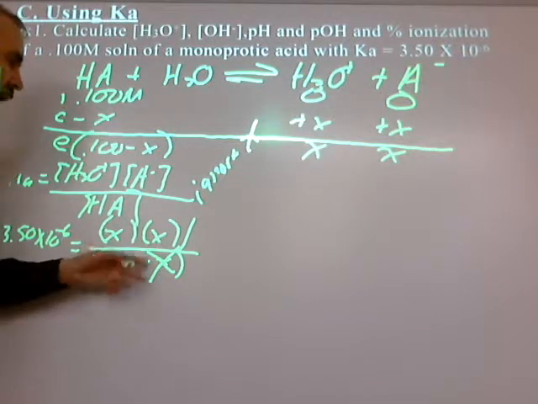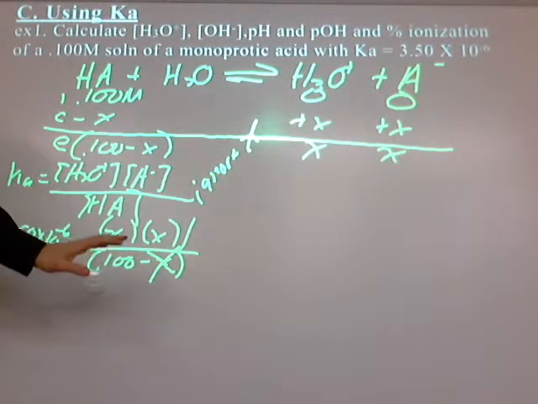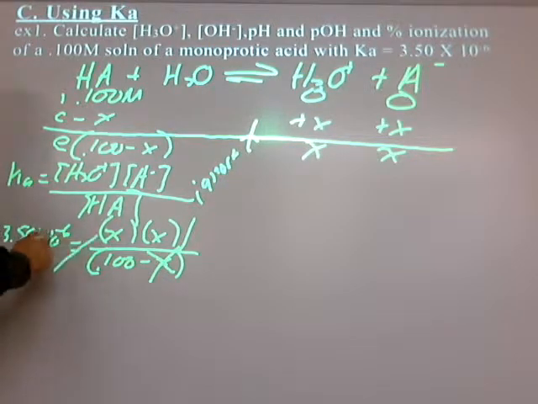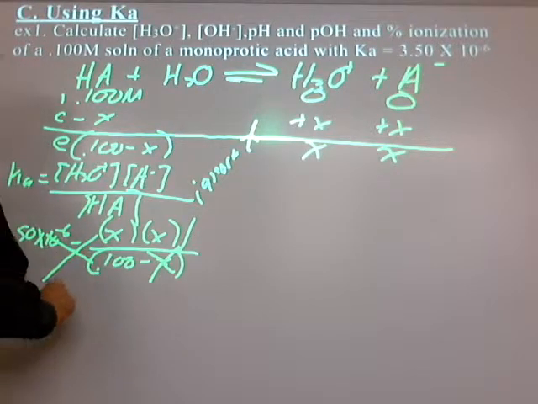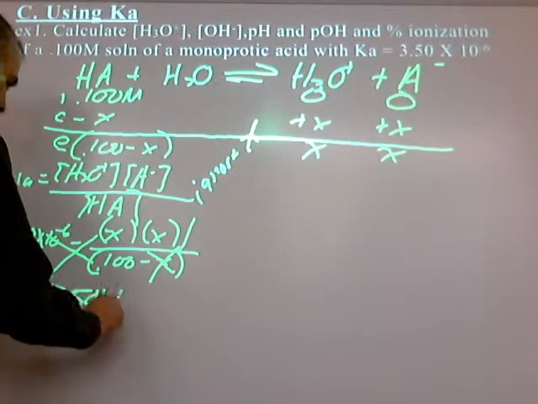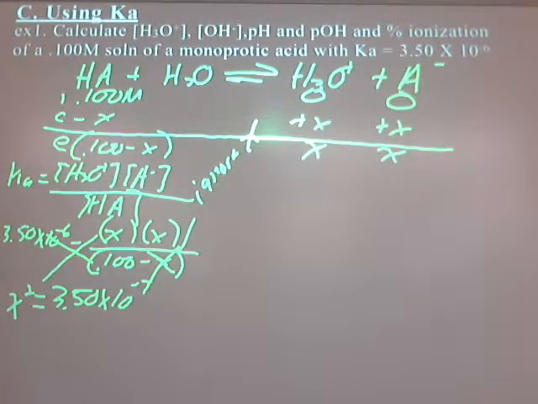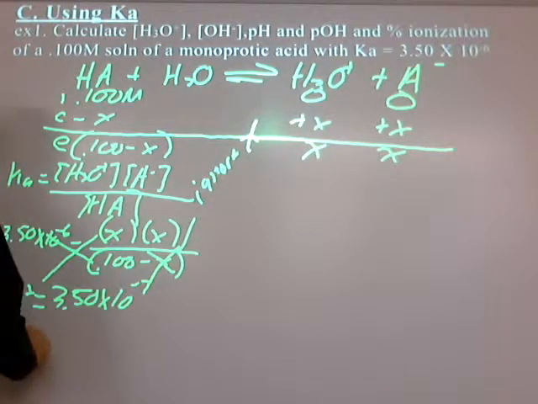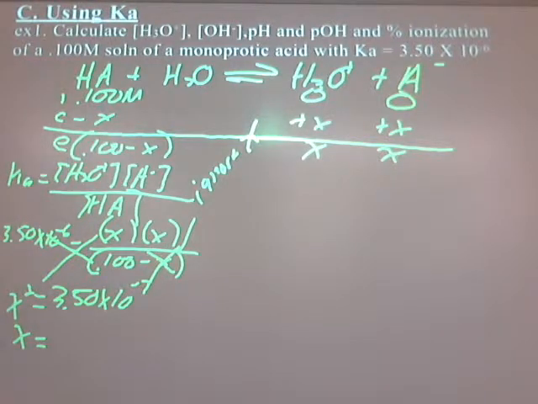But what's nice is, if I get rid of that X, watch how easy this problem becomes. I'm simply going to cross multiply, and I will get X squared equals 3.5 times 10 to the negative 6 times 0.1, which is 3.50 times 10 to the negative 7. And then what do you have to do now? Just take the square root. What's the square root of 3.50 times 10 to the negative 7?